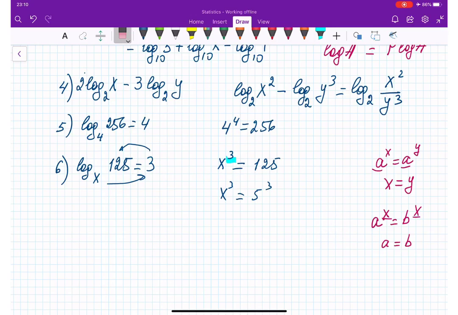All right. So if the exponents are the same, then the bases are also equal. x is equal 5.